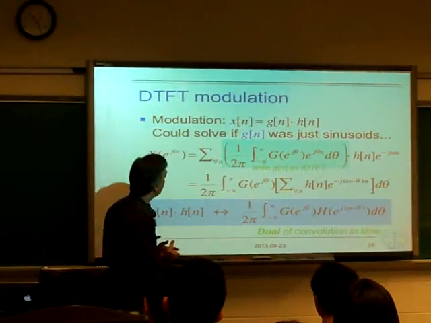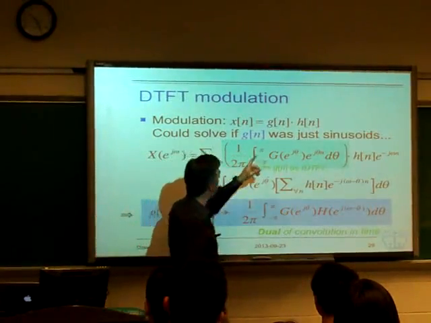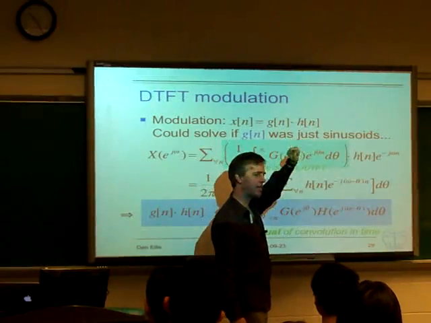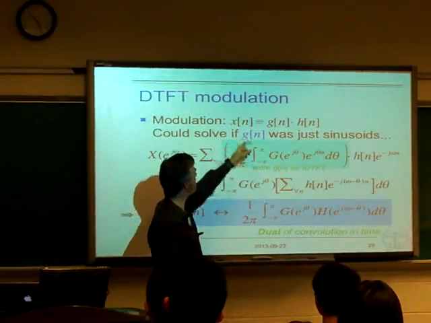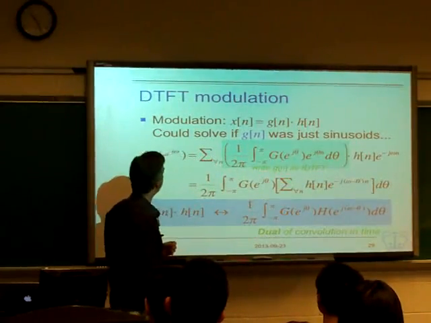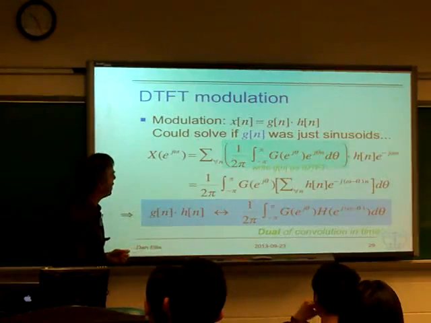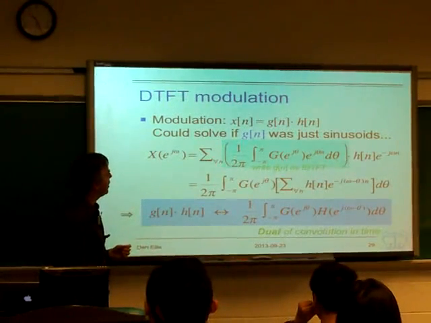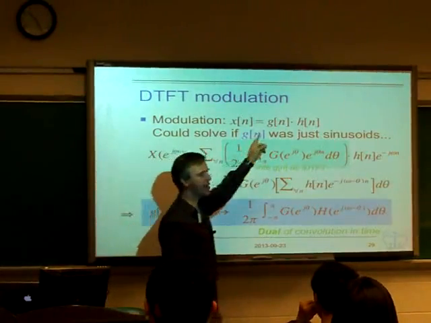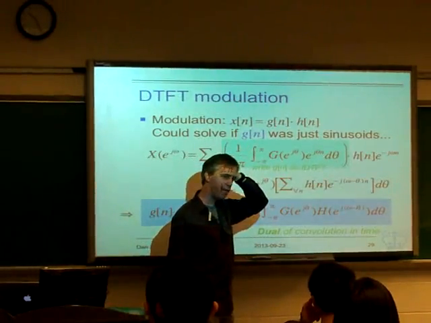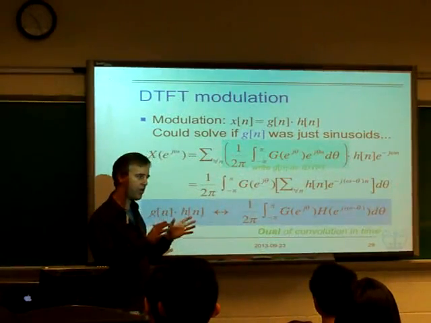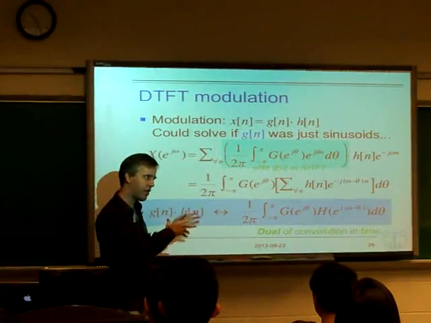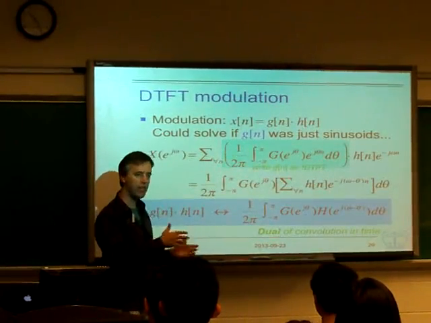Now, what about if we multiply two signals together in the time domain rather than convolving them? So if we had x of n equal to g of n times h of n, how can we get the Fourier transform of that? Well, if g of n was just a sinusoid, we'd sort of know what was going on there. That would be modulation, and hopefully we have this intuition that when you multiply something by a sinusoid, you're modulating onto a carrier. You shift the whole spectrum.